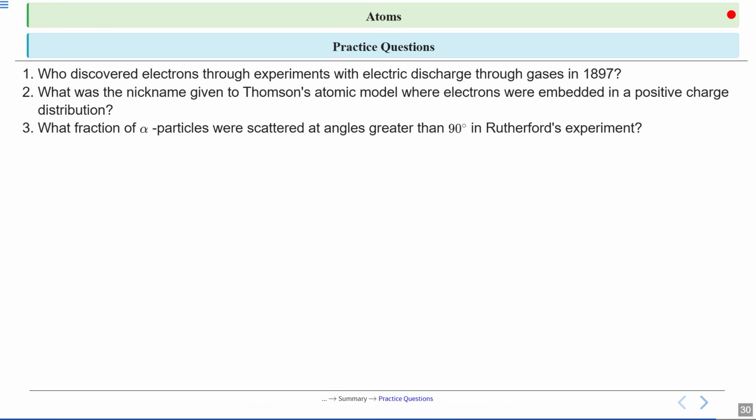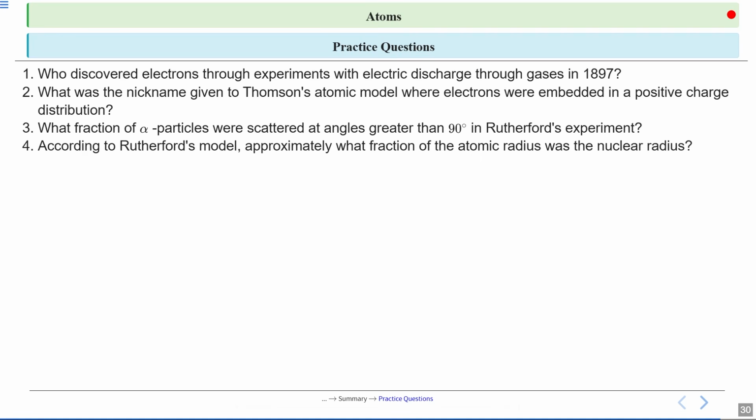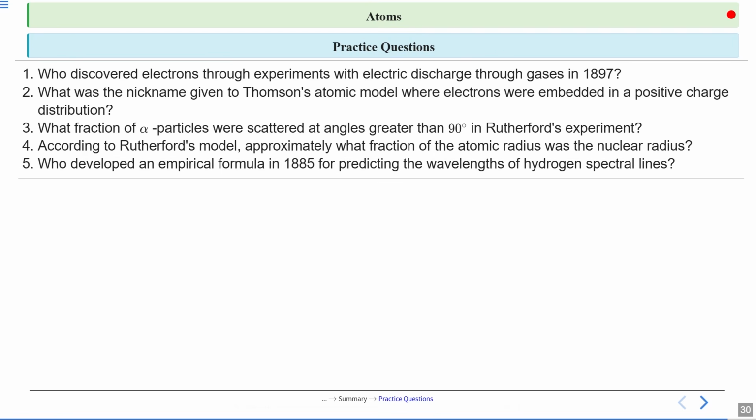So in Rutherford's famous gold foil experiment, he found that only a tiny fraction of alpha particles were scattered at angles greater than 90 degrees. Okay, so what fraction of these alpha particles were scattered at angles greater than 90 degrees in Rutherford's experiment? Okay, so according to Rutherford model, the nucleus is extremely small compared to the overall size of the atom. So approximately what fraction of the atomic radius was the nuclear radius? And finally, let's look at the hydrogen spectra. Okay, so who developed the empirical formula in 1885 for predicting the wavelengths of hydrogen spectral lines?